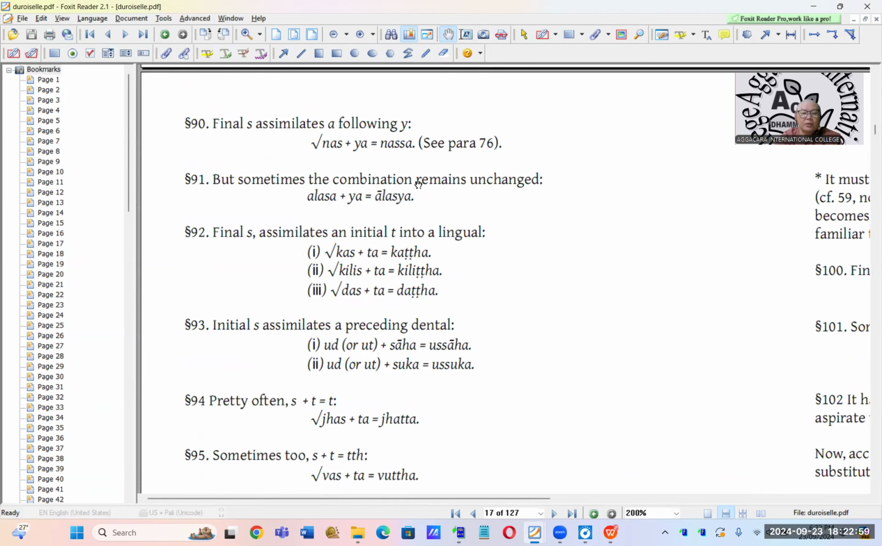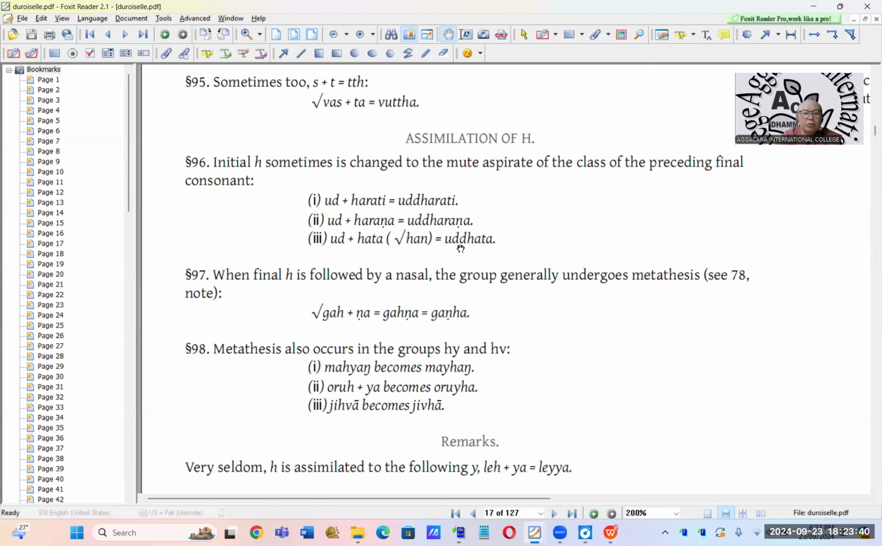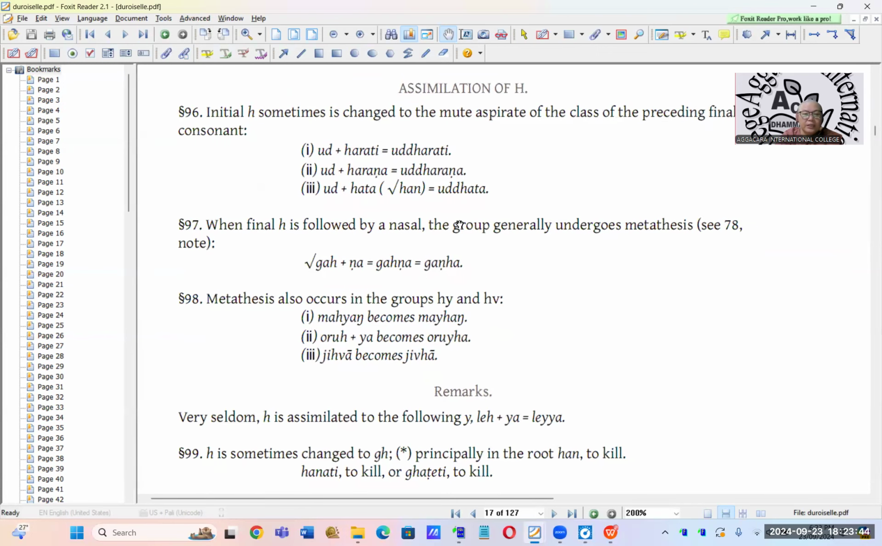Now, H, what is H? All right. H is a consonant here. So D and H. Normally when the prefix ud is with the H, it becomes DDH. D and H become DDH. This is quite normal here. Only special cases like gaṇhāti, somebody takes something, H and N, we interchange the places. We call it metathesis.